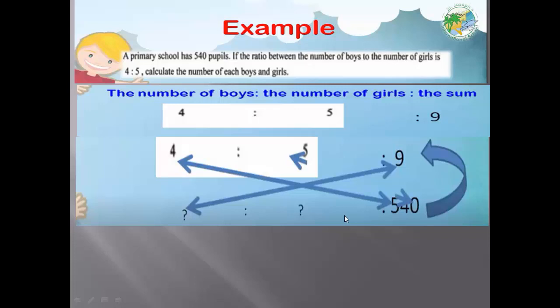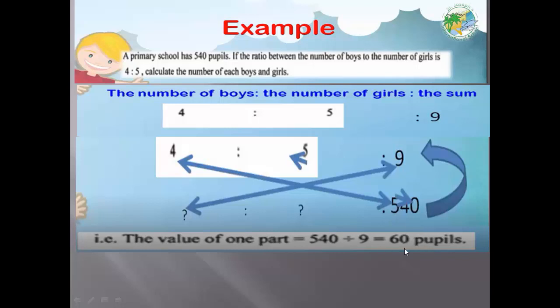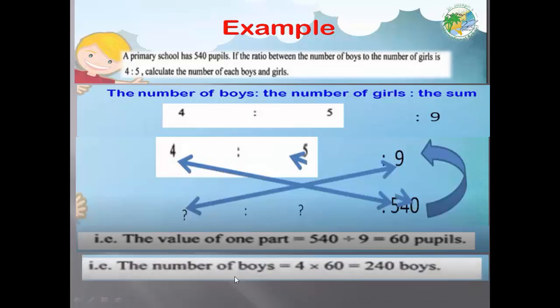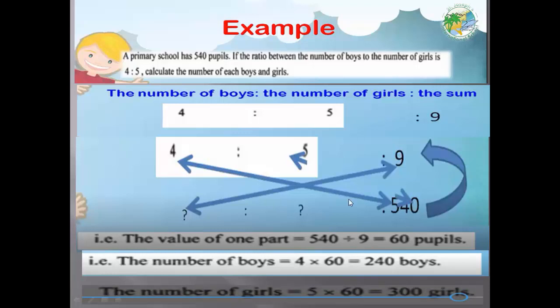We have two methods to solve this question. The first method: 540 divided by 9 equals 60 people. Then 60 times 4 to find the boys, and 60 times 5 to find the number of girls. The number of boys: 60 times 4 equals 240 boys. The number of girls: 60 times 5 equals 300 girls.